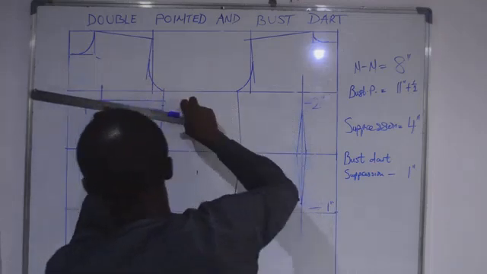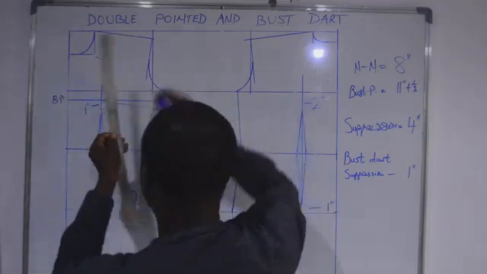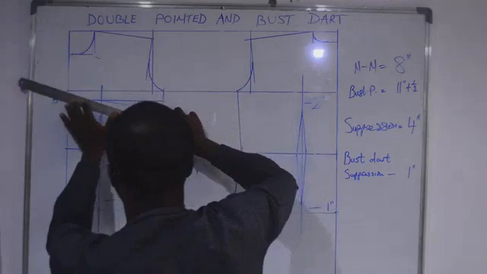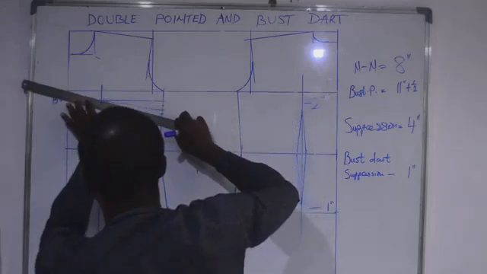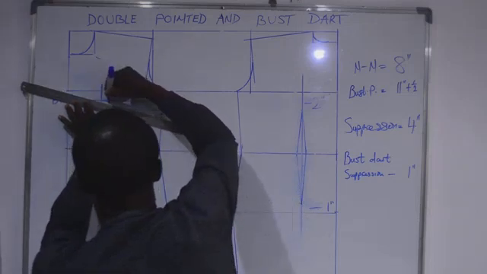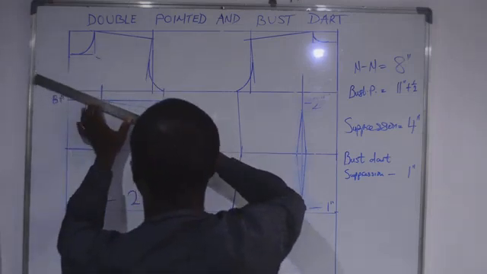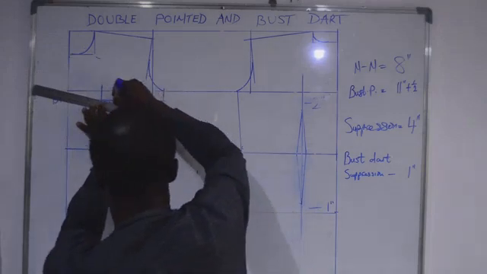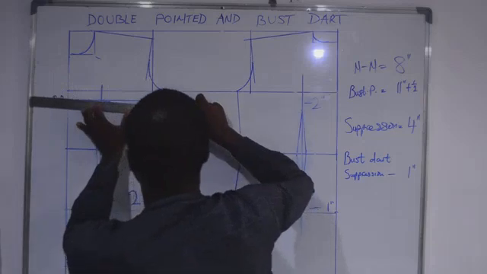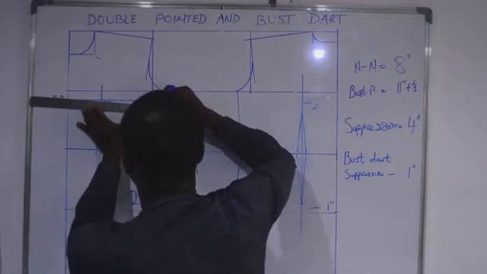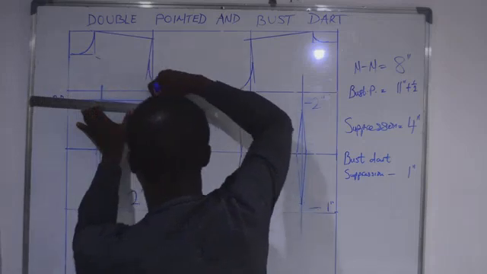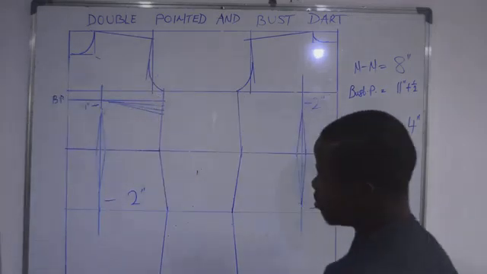to connect to the bust point, and then on this bust point, you apply the principle of darting that I told you about. You move away from this bust point by 1 inch. And thereafter, you construct the dart, the bust dart. So we have our bust darts.